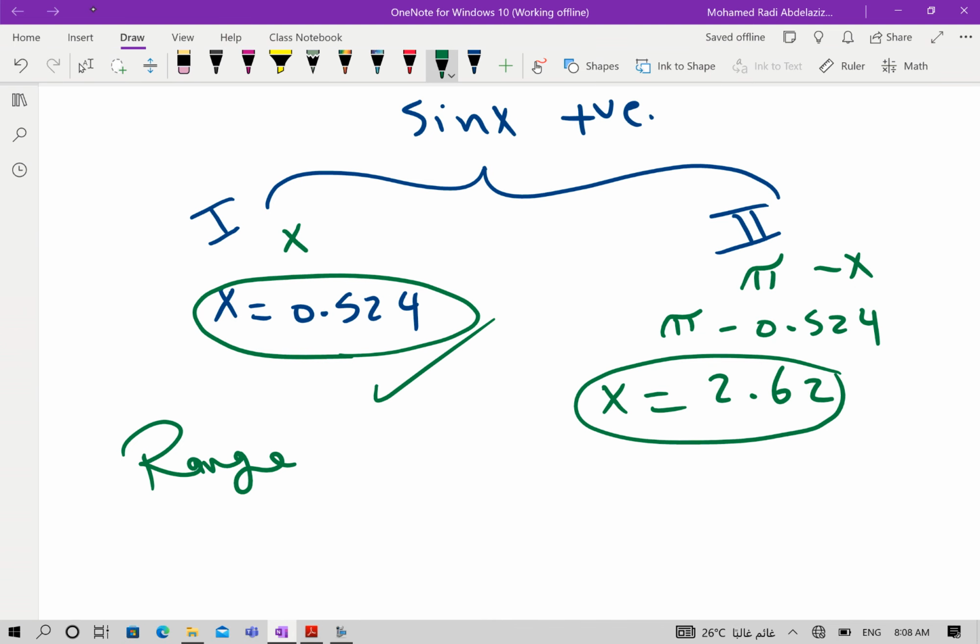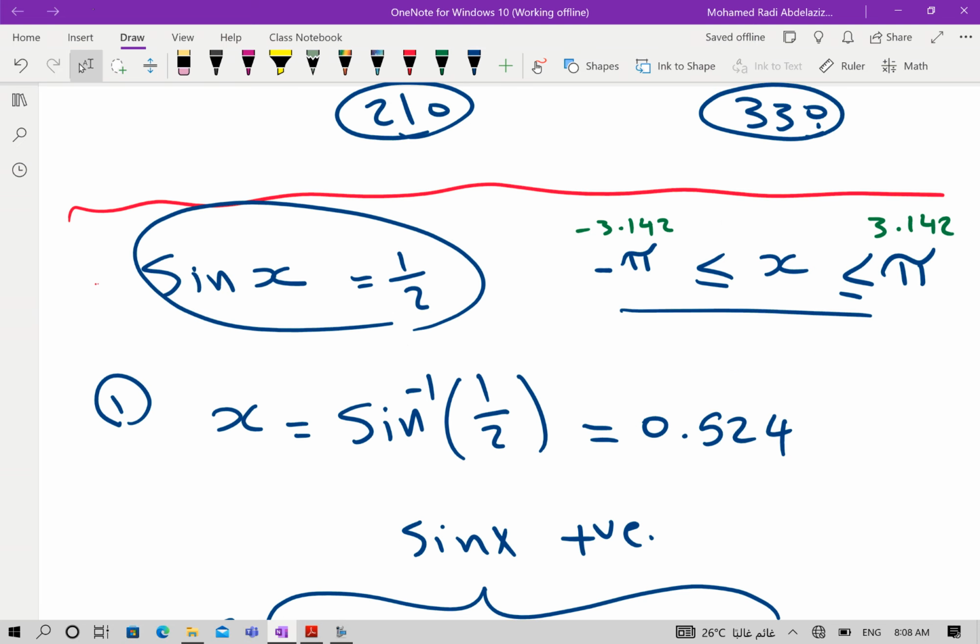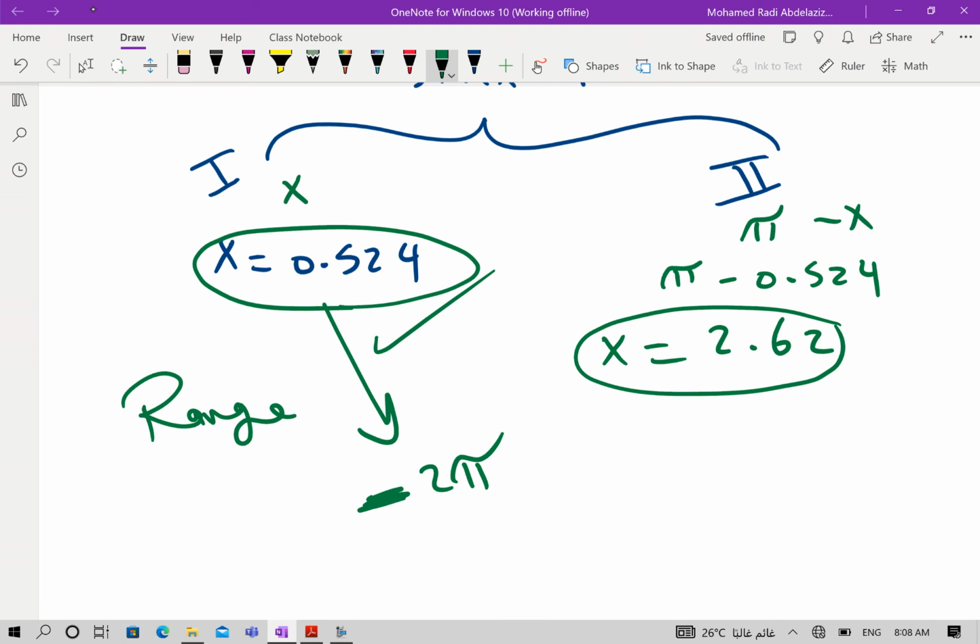If we try to add a complete rotation, which means add 2 pi, is it in the range? No, out of range. When I look at the range, I saw we have a negative sign, written from negative pi to positive pi. We'll try to subtract a complete rotation: 0.524 minus 2 pi. Is it in the range? Each time you ask it, you have to look at the range.